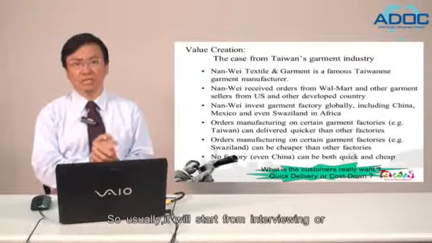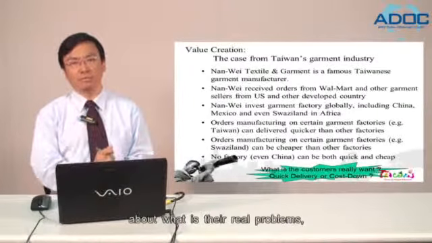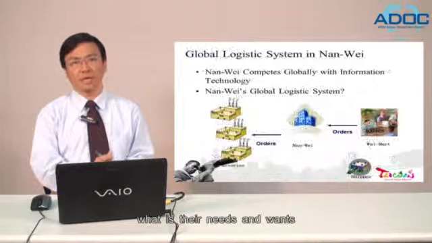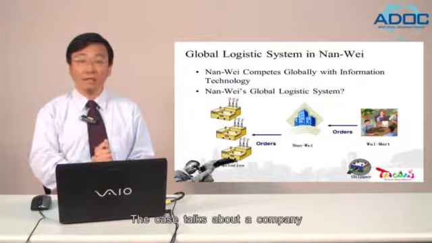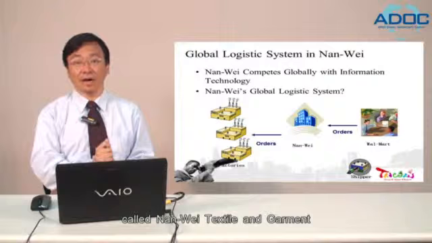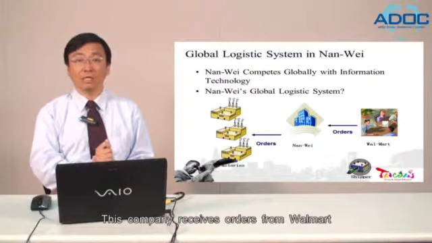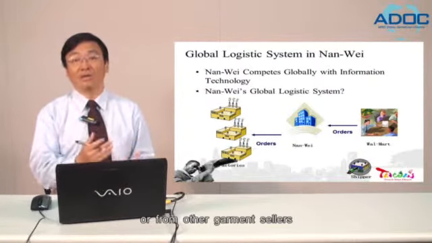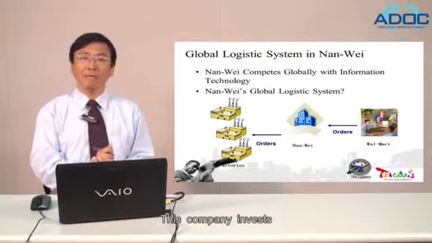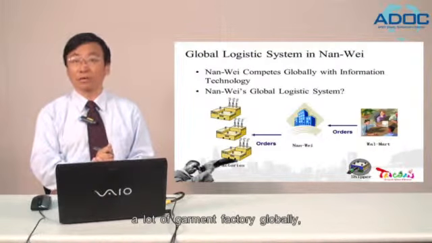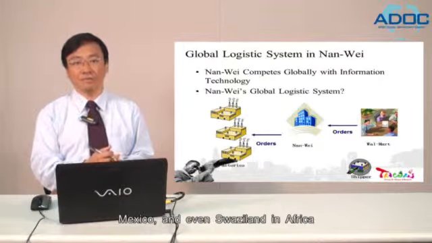So usually, it will start from interviewing or observing your customer about what their real problems, needs and wants are. Here, let me present a case from Taiwan's garment industry. The case talks about a company called Nanwei Textile and Garment. Nanwei is a famous Taiwanese garment manufacturer. This company receives orders from Walmart and other garment sellers from the United States and other developed countries. This company has invested in a lot of garment factories globally, including, of course, China, Mexico, and even Swaziland in Africa.